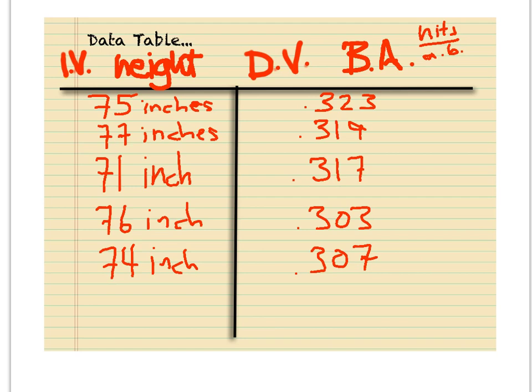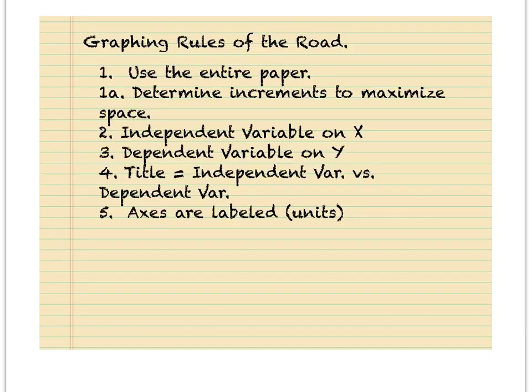Now it's time to put this on a graph. Alright, so we have a few rules that we want to follow. Try to keep it simple. Number one, we want to use the entire paper. So we're going to start at 0 on one side, and we're going to use the entire paper and go from one corner to the other corner, use the entire amount of graph paper that we're given, which means we're going to have to determine increments to maximize the space. That's not that difficult to do if you just use your imagination a little bit.